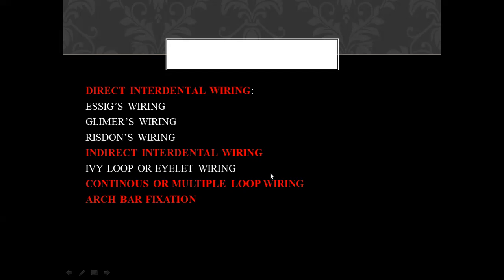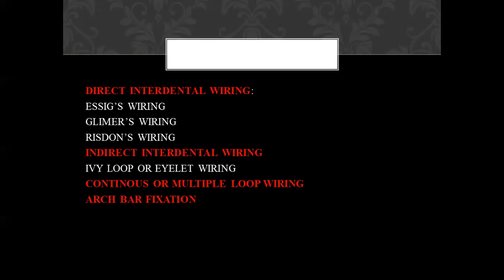There are direct interdental wirings and indirect interdental wirings, continuous multi-loop wiring, arch bar fixation, circummandibular wiring, and peralveolar wiring. So what is direct wiring and indirect wiring? Direct wiring is where we place the wire directly across the fracture fragment after exposure. Whereas indirect fixation is where adjacent structures are used as an anchorage to immobilize the fracture fragment.